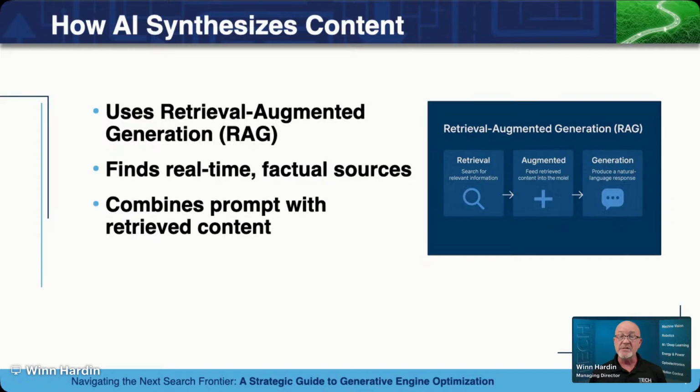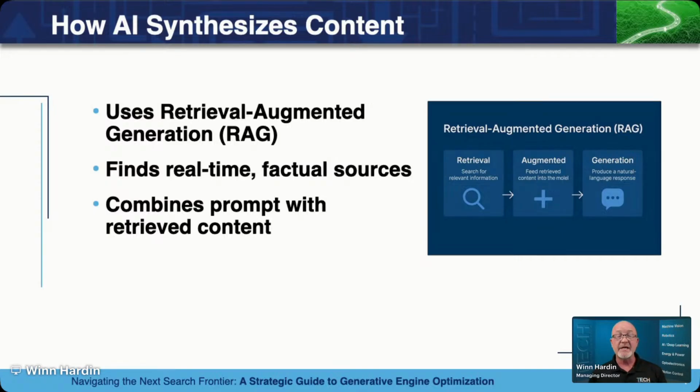This model uses combined information to generate a comprehensive, nuanced, accurate response, and often includes those citations and mentions that we want. That's ultimately our goal. The critical takeaway for any GEO strategy is that the quality of the final generated answer is entirely dependent on the quality of the information selected during that live retrieval stage.